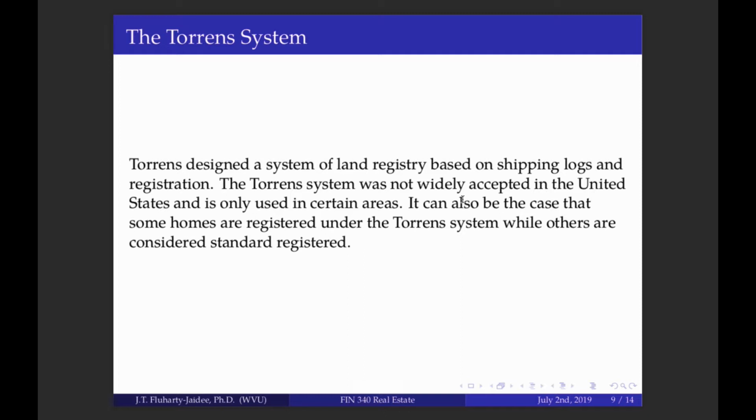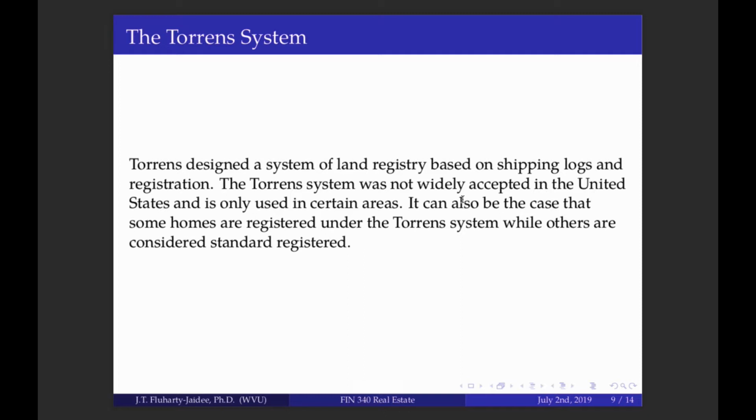The Torrens system requires immediately that you do a chain of title search in order to make sure that who owned the property is correct, and that chain of title search is more expensive than the abstract search. So in many places in the United States, they didn't want to use the Torrens system because it's simply much more expensive. It is very efficient, but it was much more expensive up front. So in the short term, it wasn't profitable for them to use it, and they maintained the standard registration system.